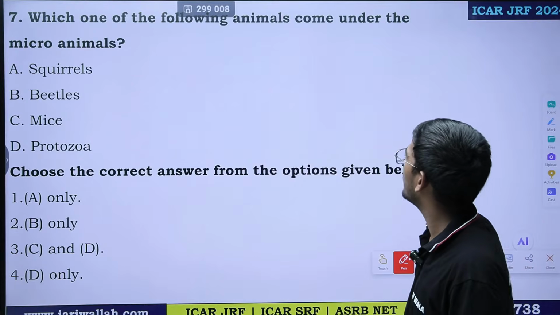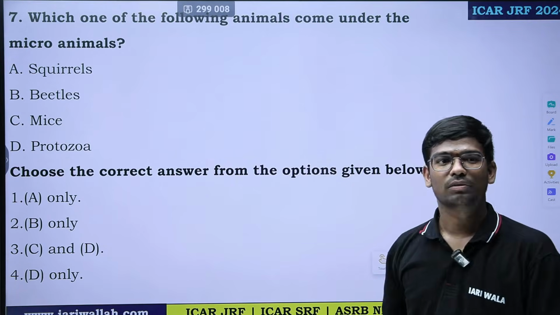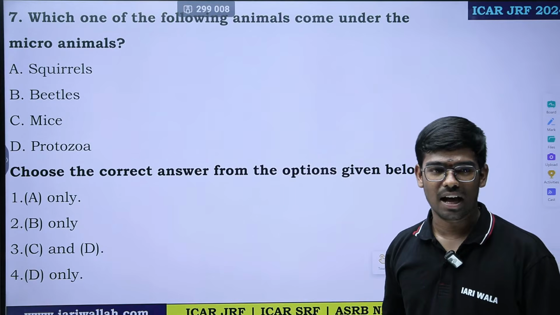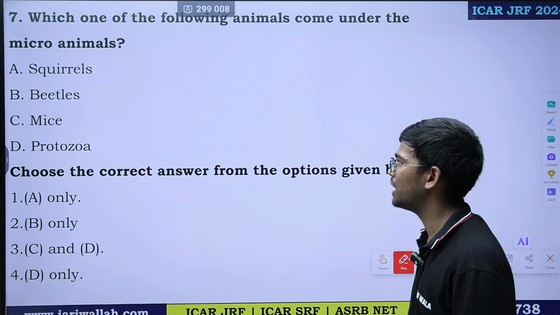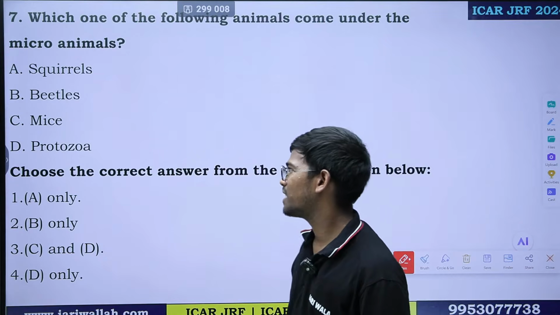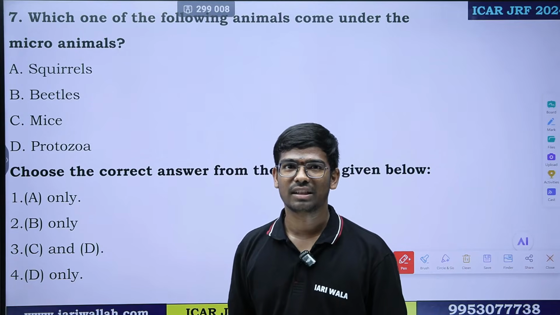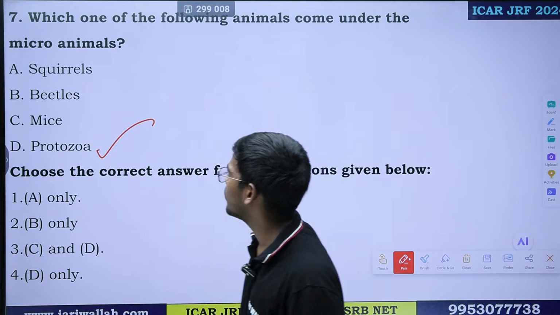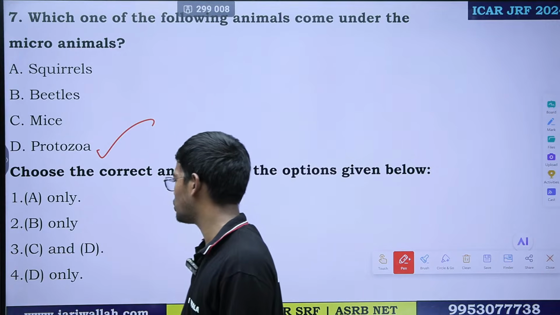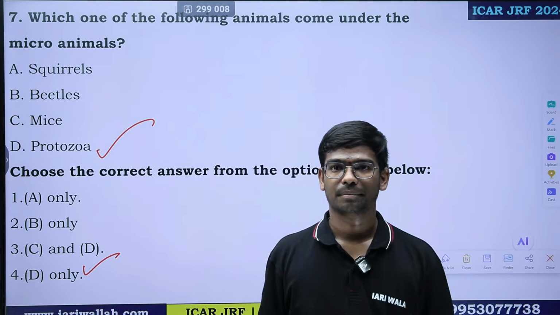Which one of the following animals come under the micro animals? Micro, the small, macro, large, this thing we know. So, which of the following set of animals comes under micro animals? Squirrels we can say it's macro, beetles we can see, mice we can see. The thing we can't see is protozoa. So, here the micro animal is D, protozoa. Option 4 is the correct, D only.